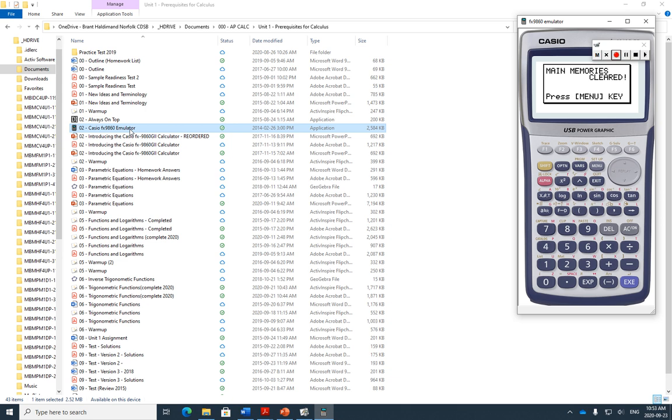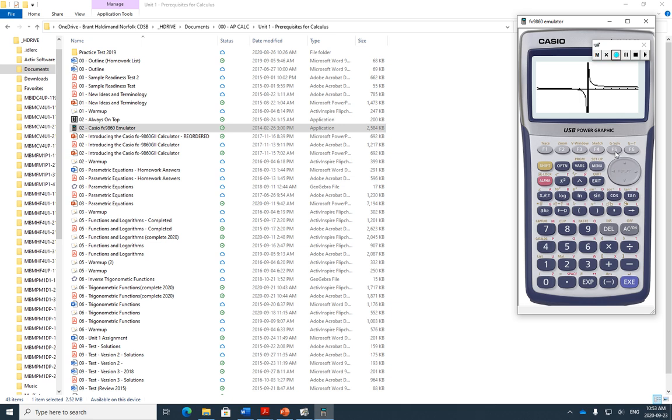Menu. 5 for graph. What was it? 3 plus 5 over x? 3 plus 5 divided by x. Execute. Draw. Zoom. Auto. Oh, there it is. You see how vertical asymptotes are so hard to see here? And it's really hard to see the horizontal asymptote as well.